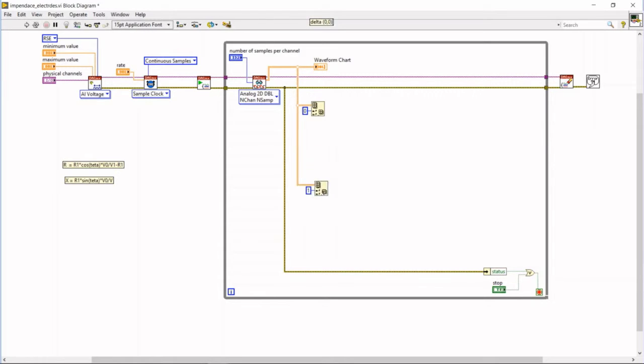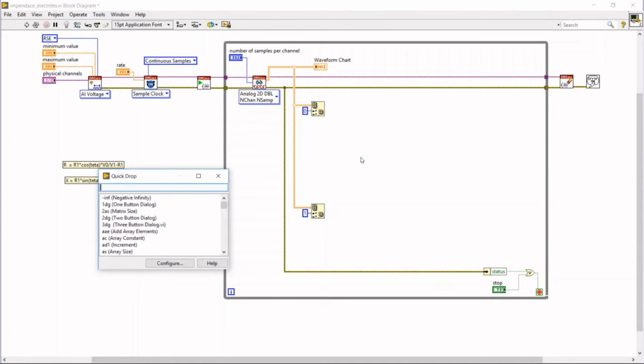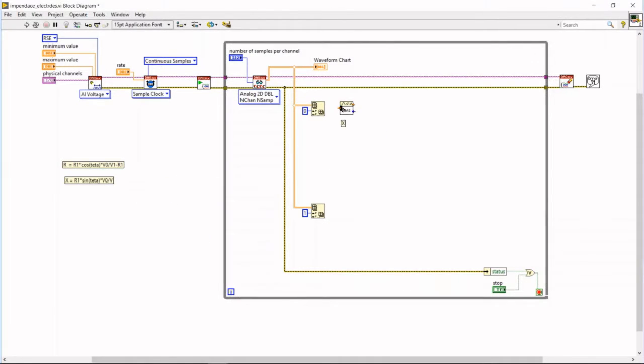I'm going to set this a little bit lower so we can put our code here. Okay, because we get VA as a number of samples, we're going to use the root mean square function to calculate the mean value of our signal. So RMS.vi, and I'm going to place that here and also here. Okay.